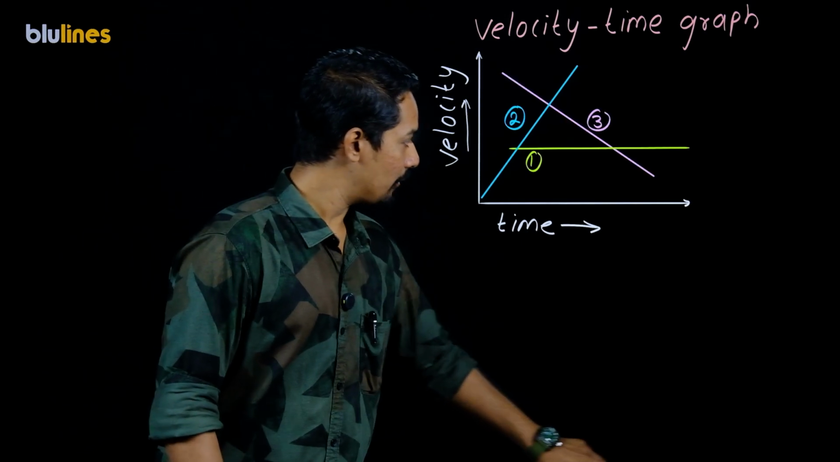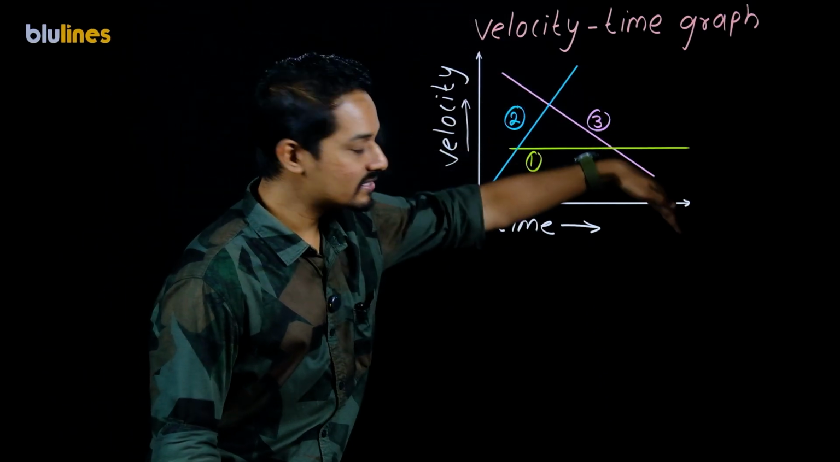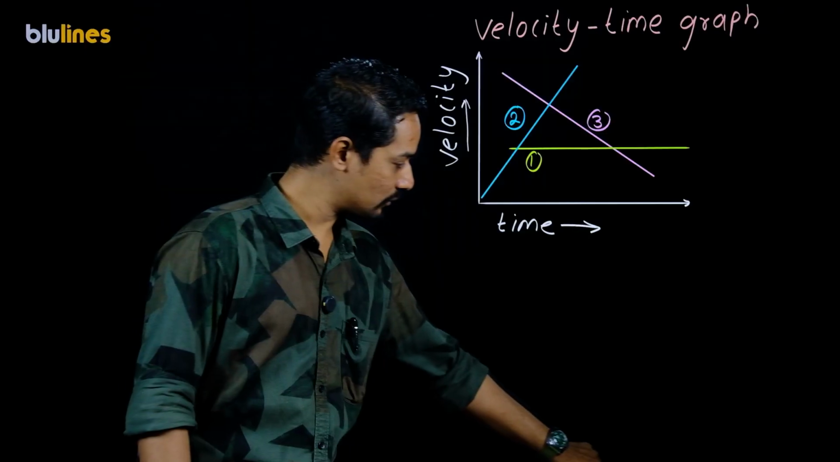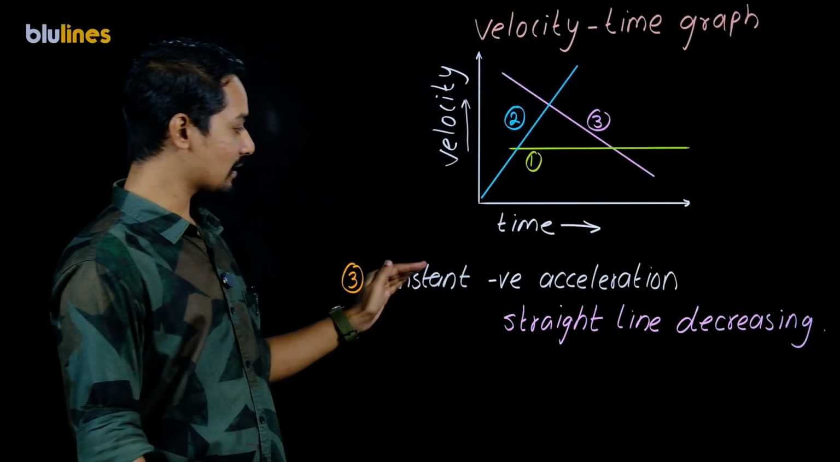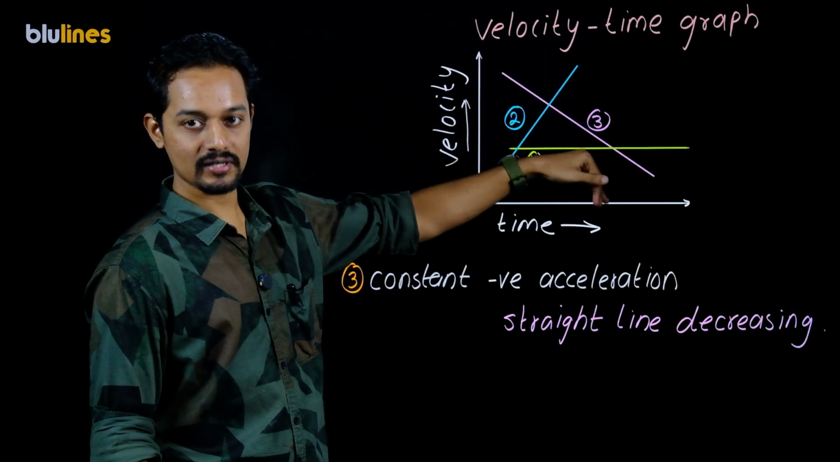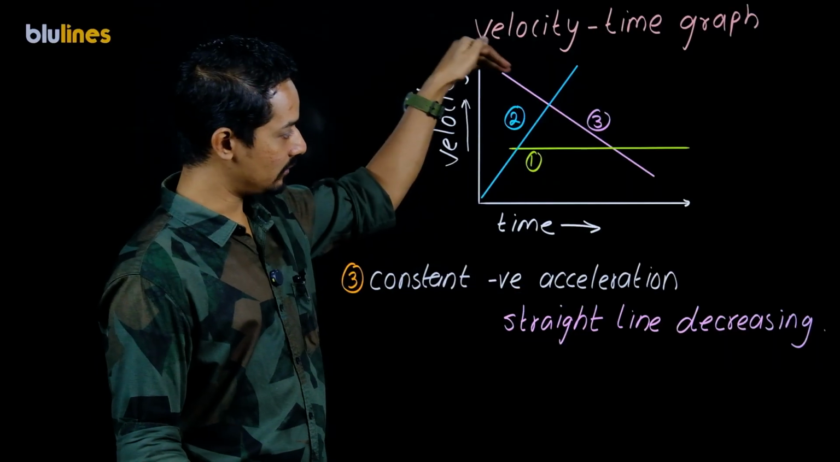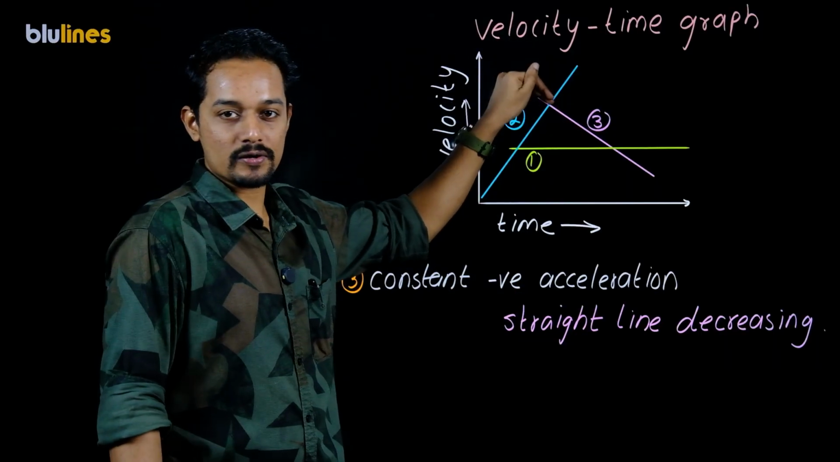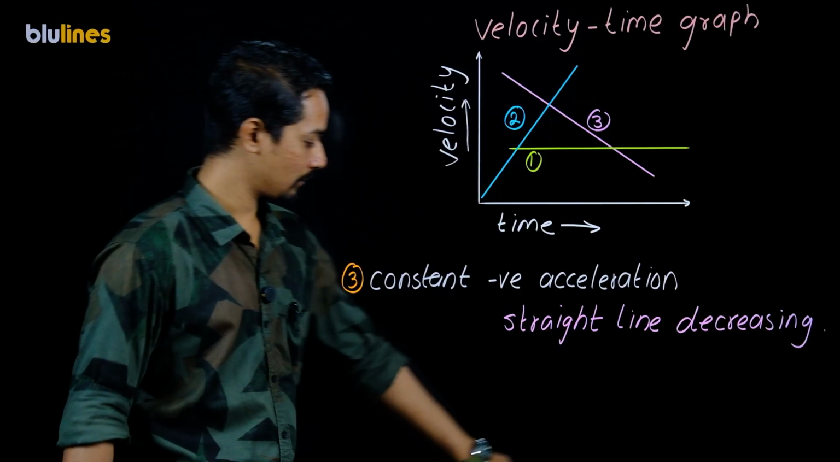Similarly, we can also have a constantly decreasing graph. It's a straight line that is decreasing. So what does it represent? It represents that the velocity is constantly reducing. It is negative acceleration or retardation. So this is constant negative acceleration.